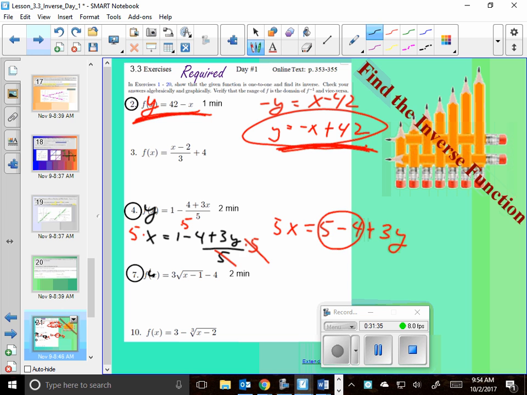This one. X equals 3 square root of y minus 1 minus 4. You're trying to get y alone. You start by adding 4. The second thing you do is divide by 3. You got to get the clump here alone before you can square both sides. You will eventually square both sides, but you start by adding 4. The next thing you do is divide by 3. Then you square both sides.